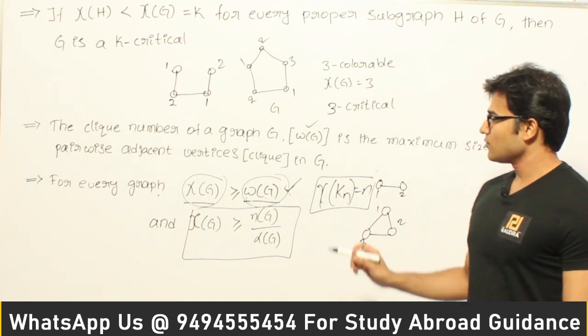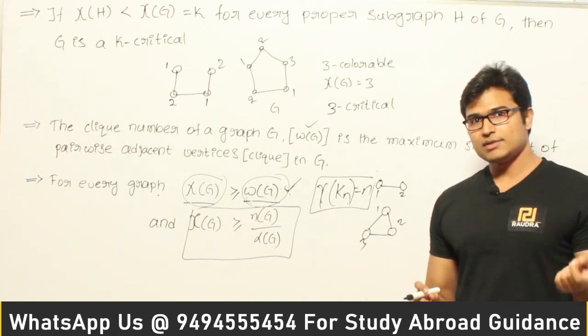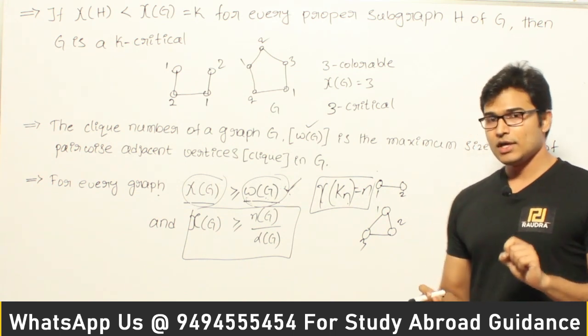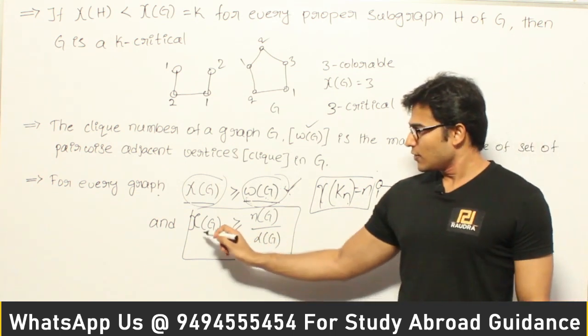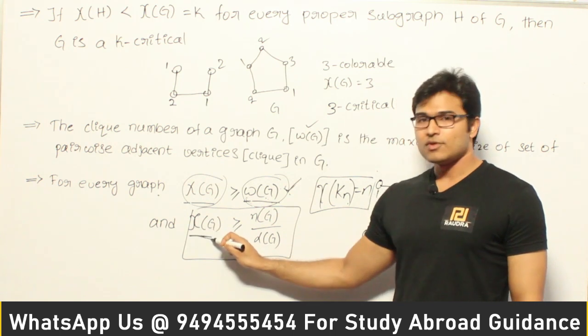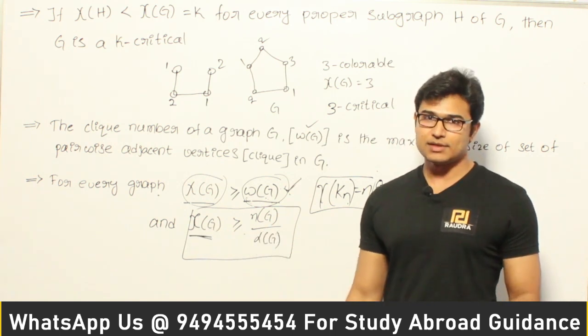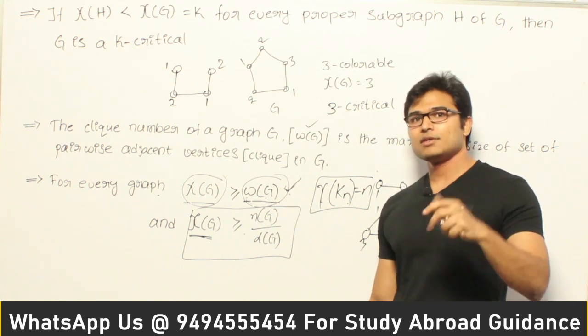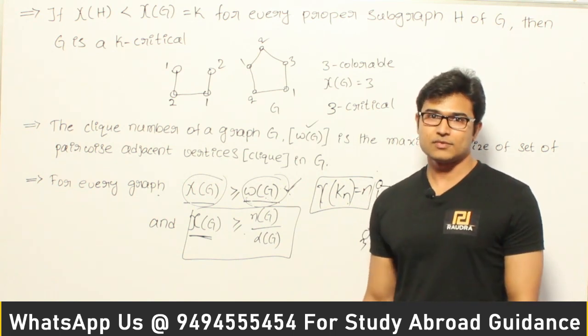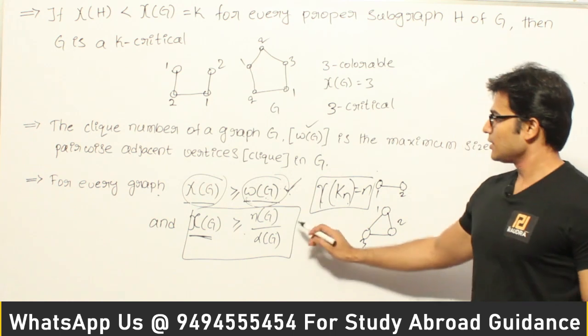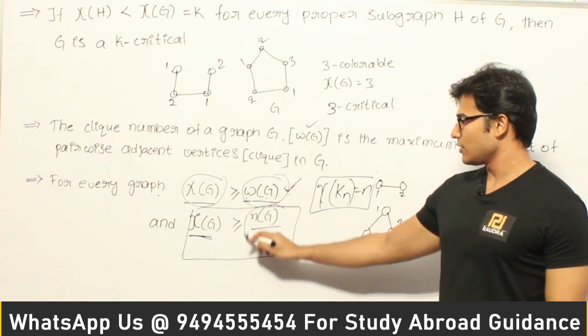So now if you can find the number of independent sets in a graph, then your chromatic number will be greater than or equal to the number of independent sets. The reason is, for every independent set, if you give one color, that is enough. Got it? So now let's see how to find the independent sets.